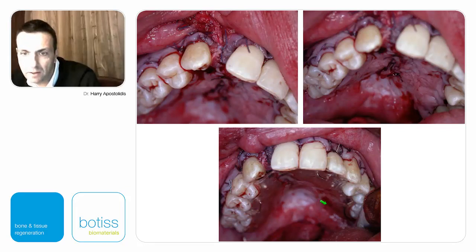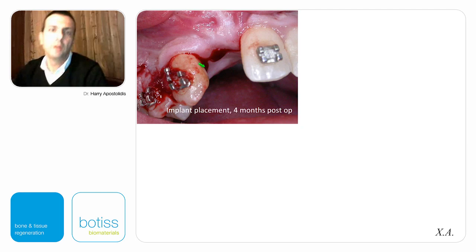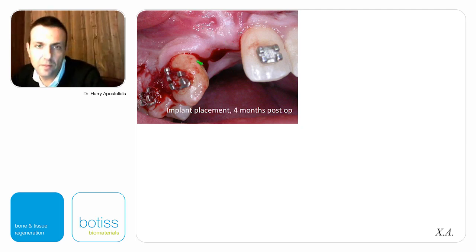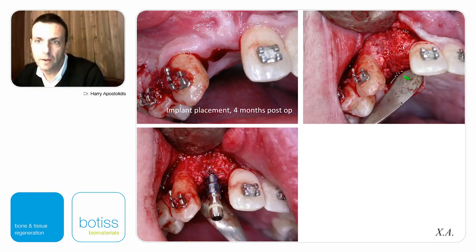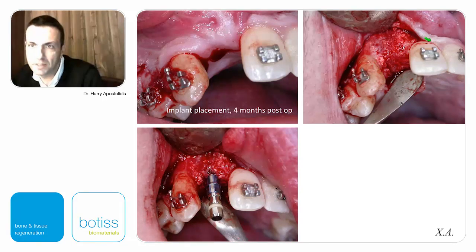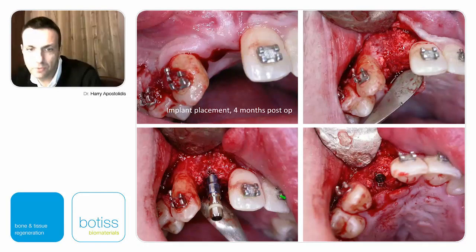Put a splint here to protect it from food and tongue, and implant placement just 4 months after that, because we have a lot of good bone and faster healing bone when we have cancellous bone. After 4 months we place the implant. Look at the quality of the bone, continuity of the maxilla now, and an implant placed to reconstruct the lateral incisor.